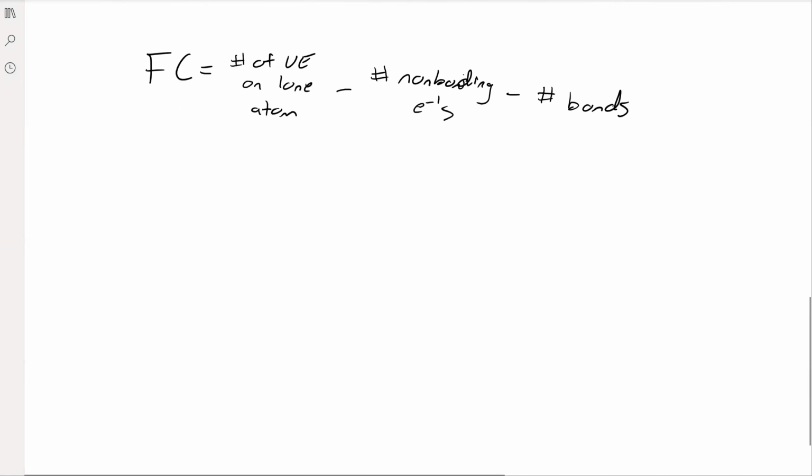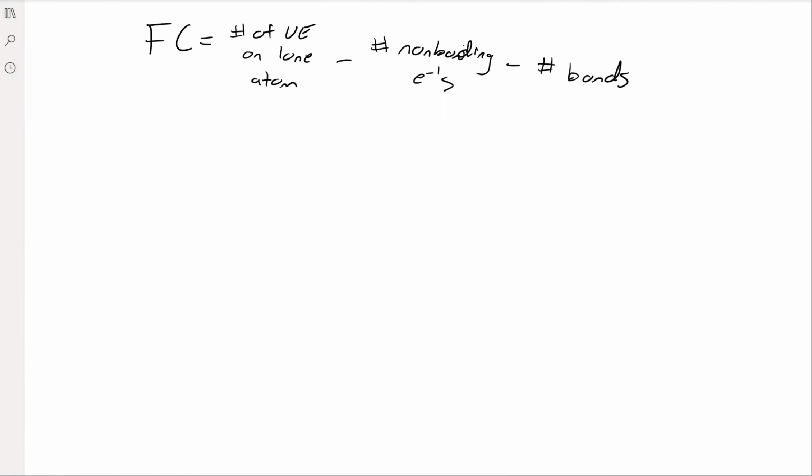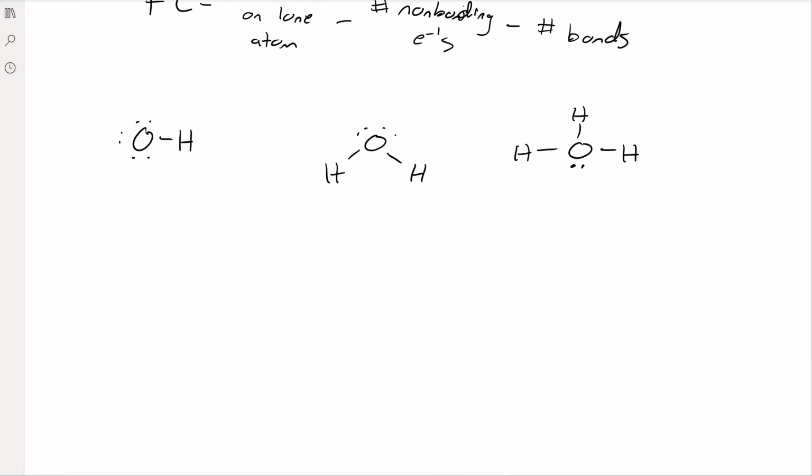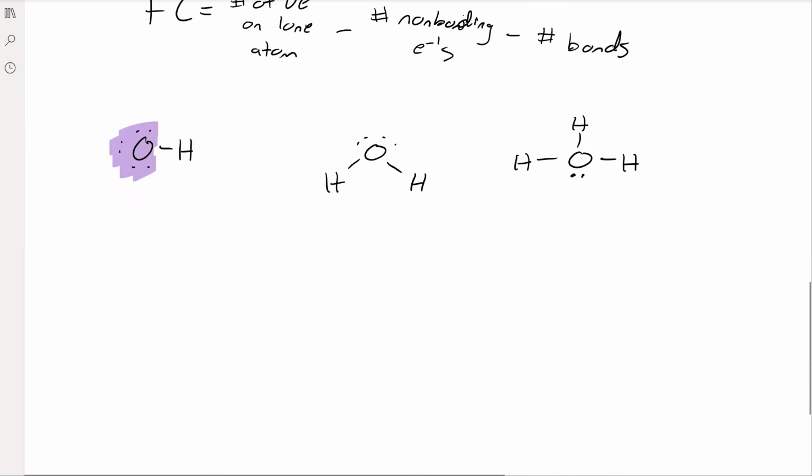So let's take a look at some examples. We'll start with our oxygen-hydrogen series. So we've got OH, we've got H2O, and then we've got H3O. There are the Lewis structures for them. What we're going to do now is calculate the formal charges on all of these atoms. So let's go ahead and start off with this oxygen right here.